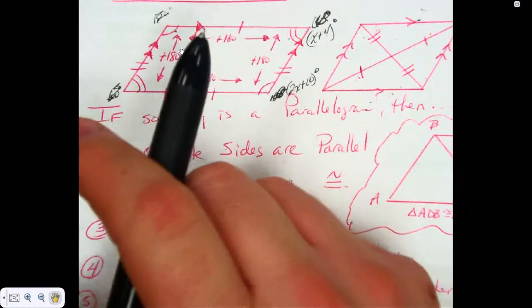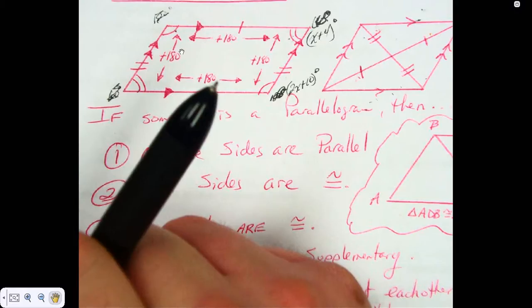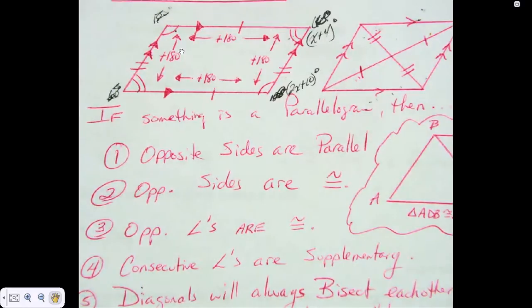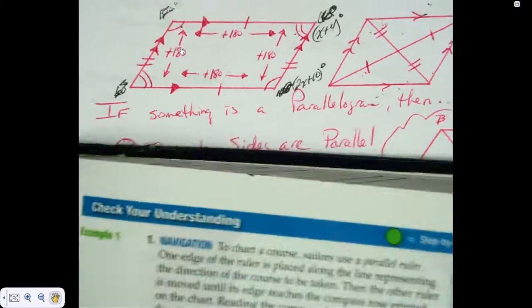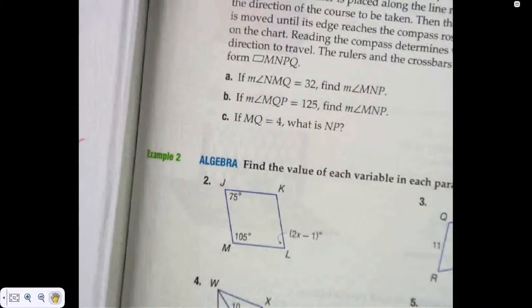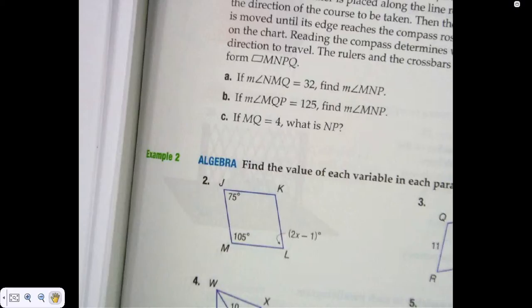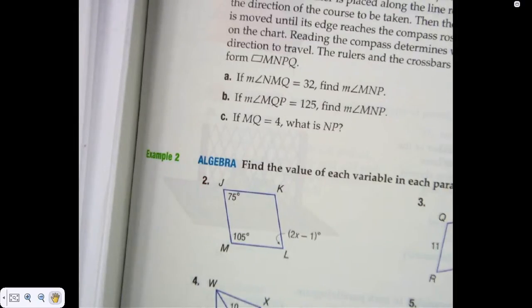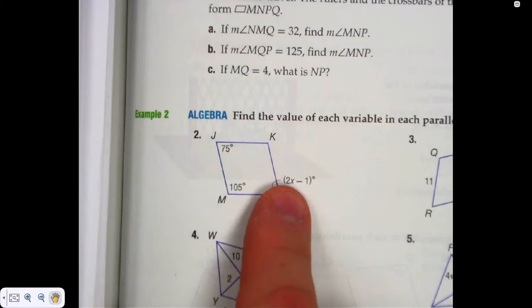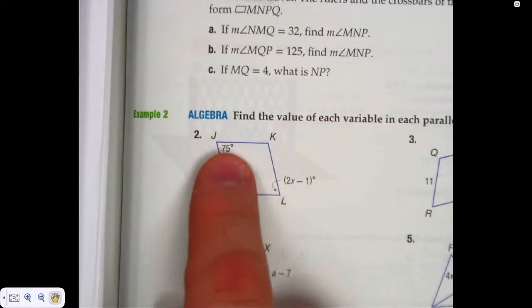Let's look at the book. Look at number two. Now, look back at the 1 through 6 properties about a parallelogram that you need to know. Which one do you think is going to be the most helpful for number 2? 1, 2, 3, 4, 5, or 6? 3 says that the opposite angles are congruent. So you know that angle L is congruent to angle J, so can you create an equation? 2x minus 1 equals what? There you go.